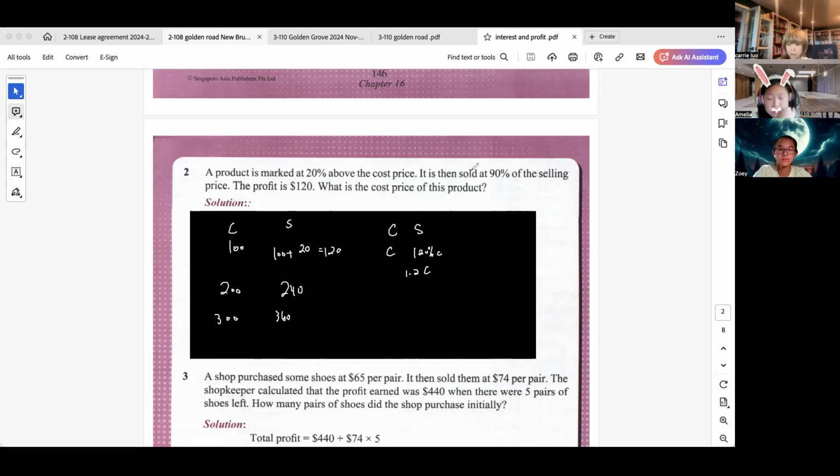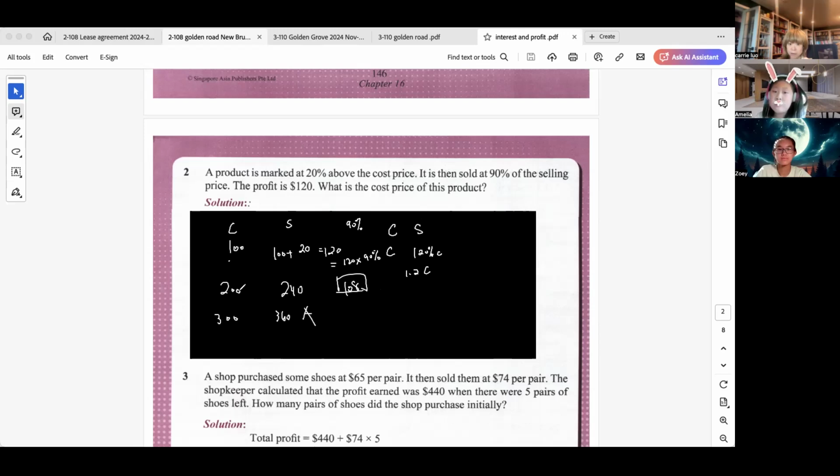And it is sold at 90% of the selling price. Why? Because it's getting cheaper. We cannot sell it, for instance, if it is 100, I want to sell it for 120, but I end up selling at 90% of the selling price. Can you tell me what is the true price I'm selling for? Is it 120 times 90%? Correct? So it equals 108.